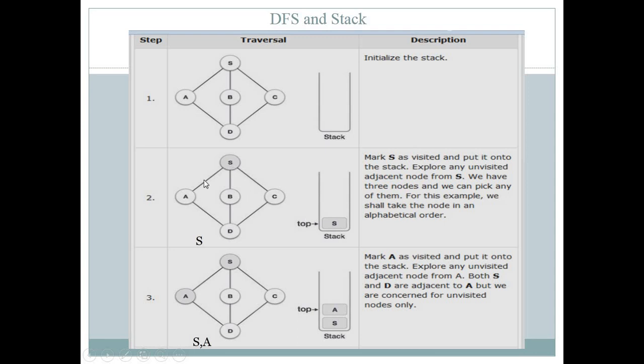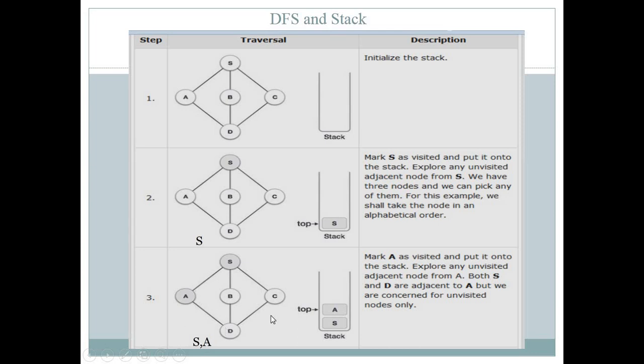Then we will find adjacent vertices of S, that is A, B and C. From all the vertices we have to select only one vertex. Then we will select A. If we select A, then we will put A into our stack, and our visited vertices are S and A.